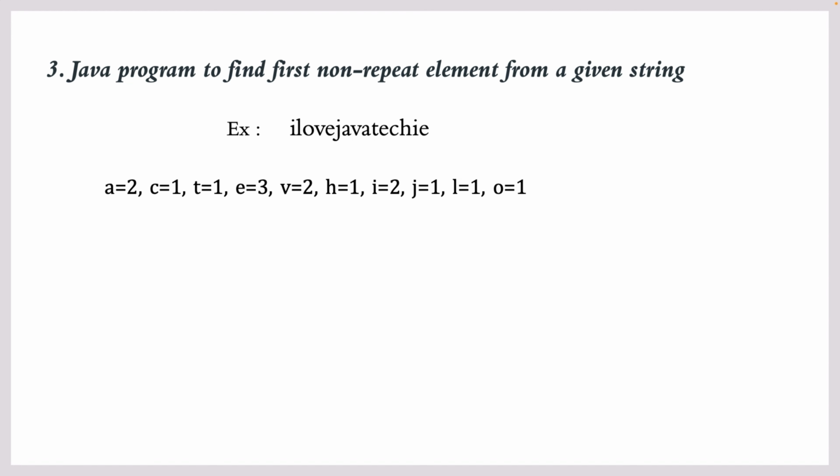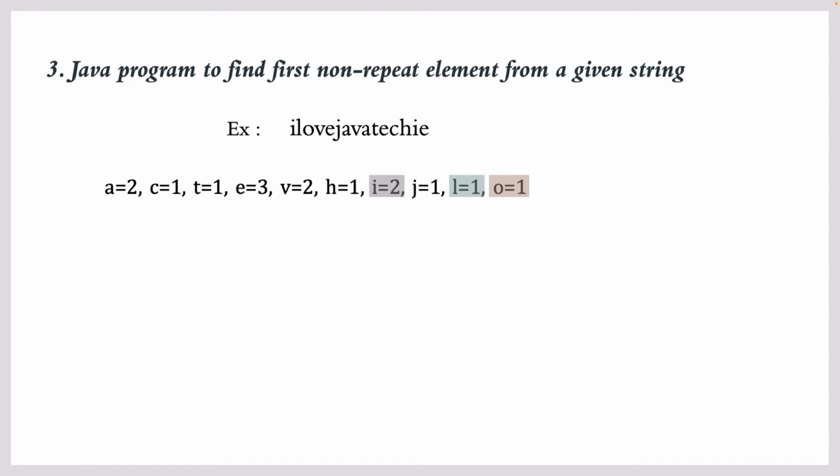from a given string. Okay, so this is also very simple. If you use your brain, we have almost done 50% of its code. Okay, I'll tell you how. I have the string "I love Java Techie", right? Now here if you observe, how many times does I occur? 2 times. How many times does L occur? 1 time. How many times does O occur? 1 time. But we need the first non-repeat element from a given string.